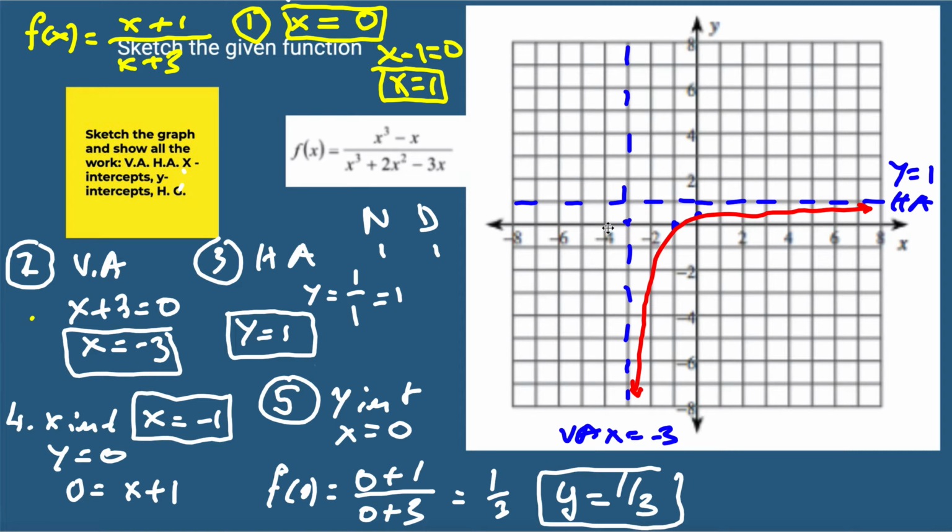On this side, from minus infinity to minus 3, we have to choose any number. Let's say I'm taking minus 4. Plugging minus 4 into this function: negative 4 plus 1 is negative 3, and negative 4 plus 3 is negative 1, and negative 3 divided by negative 1 is a positive 3. So y is going to be equal to 3, here somewhere. So the graph goes through this point on the positive side, getting closer to the asymptote and to the horizontal asymptote. So this is the graph of this function.